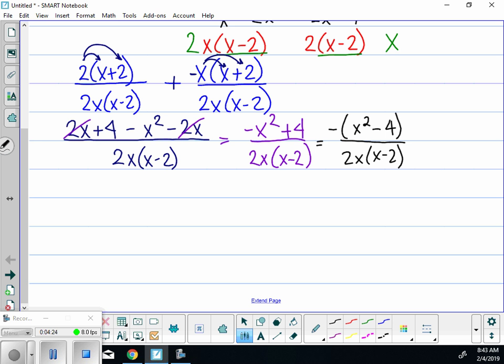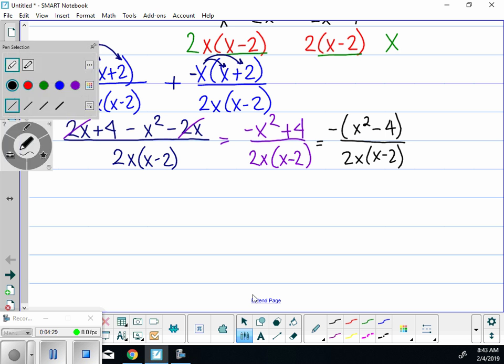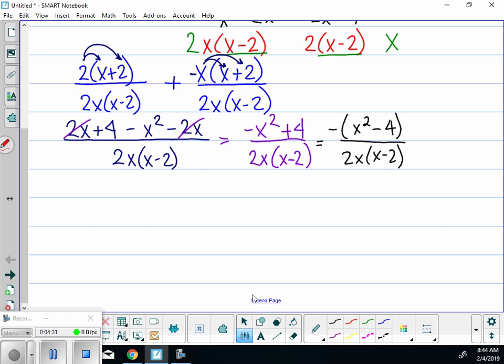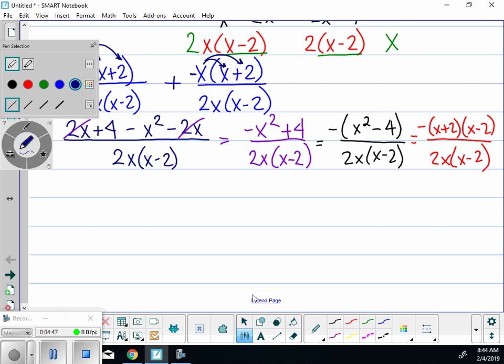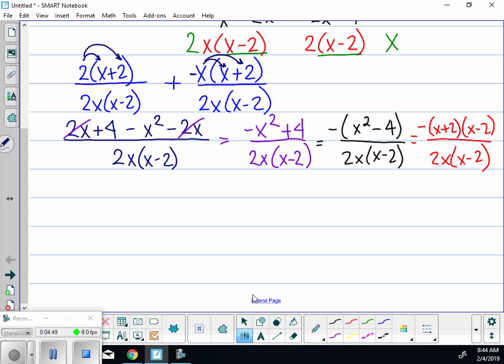What does x squared minus 4 factor into? X plus 2 and x minus 2. Negative x plus 2, x minus 2. The x minus 2 is going to cancel, so negative x plus 2 over 2x.